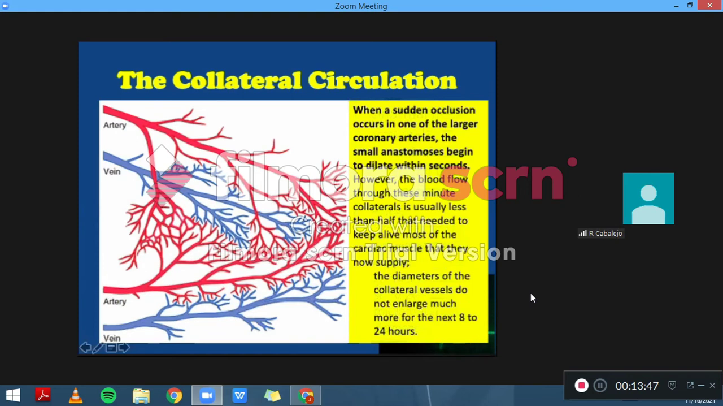So how do collateral vessels develop? When a sudden occlusion occurs in one of your larger coronary arteries, your small anastomoses begin to dilate within seconds, thus somehow helping to prevent coronary ischemia. However, the vasodilatory properties of the collateral vessels are usually limited compared to your natural branches. Blood flow through these minute collaterals is usually less than half that needed to keep alive most of the cardiac muscle that they now supply. And the diameters of your collateral vessels do not enlarge much after about 8 to 24 hours.